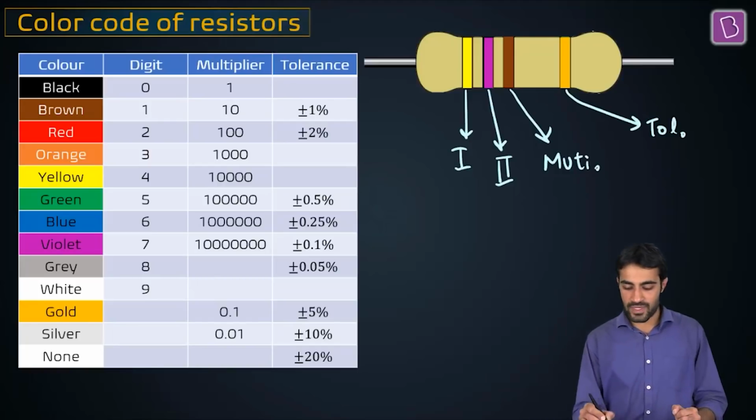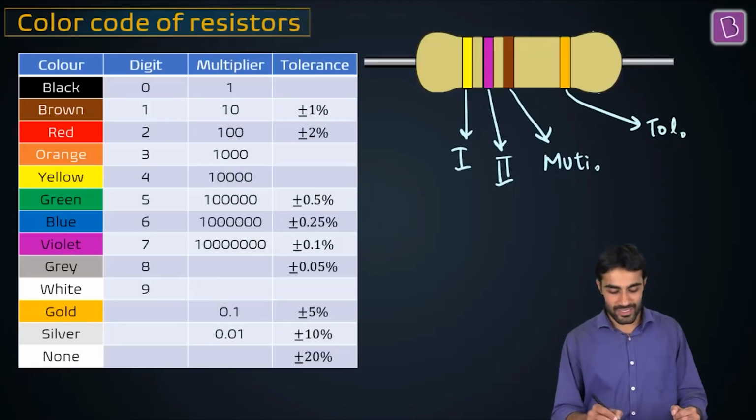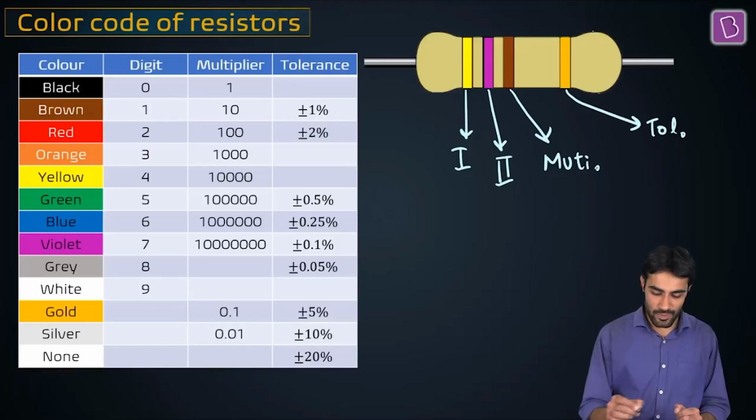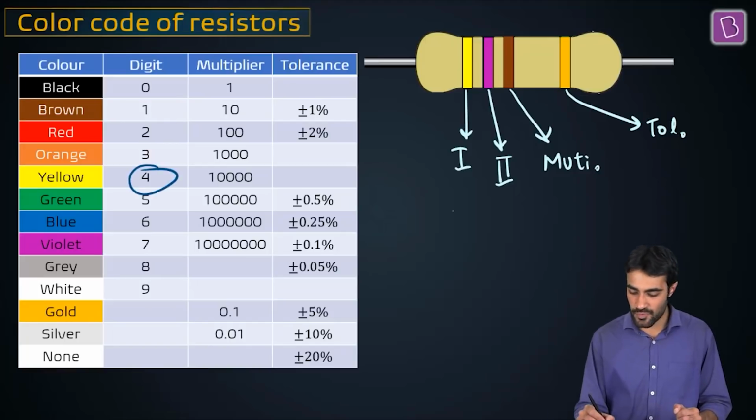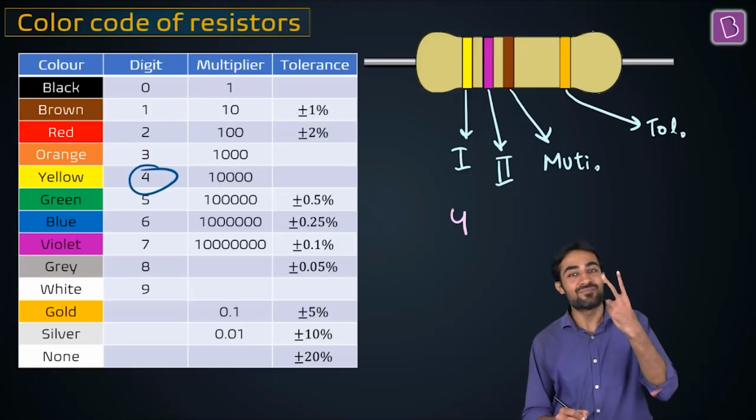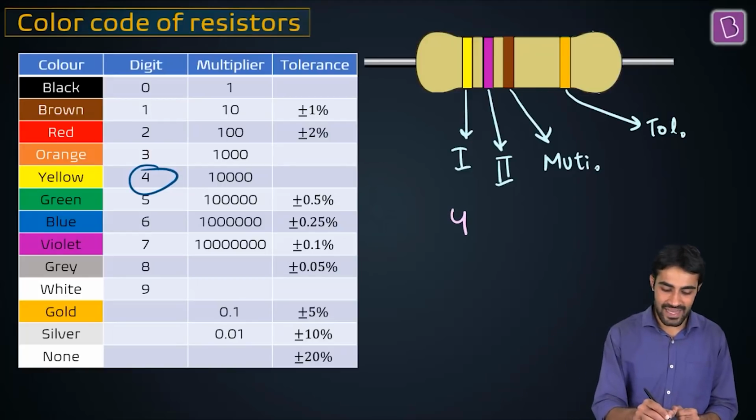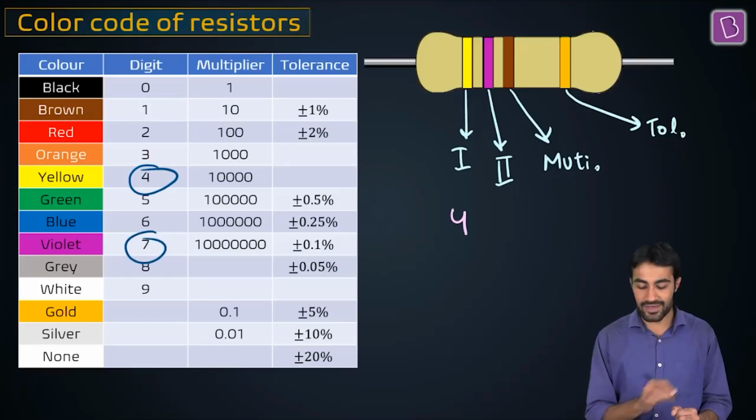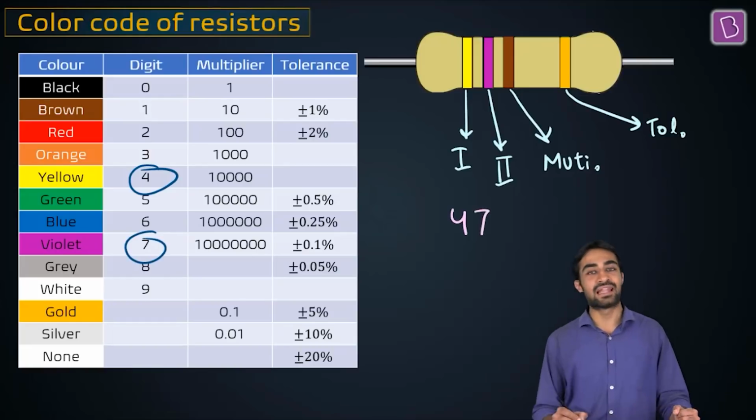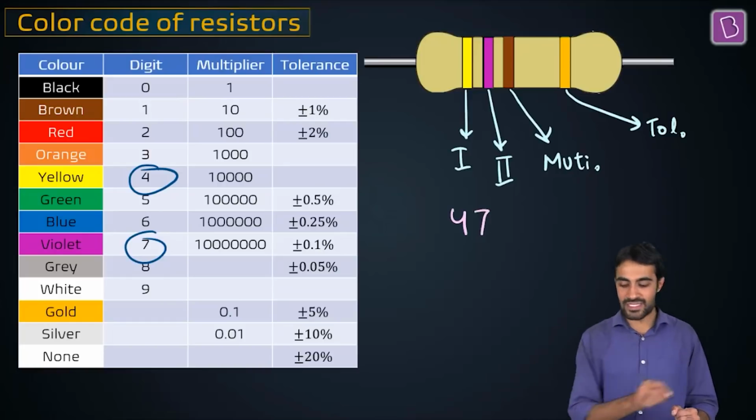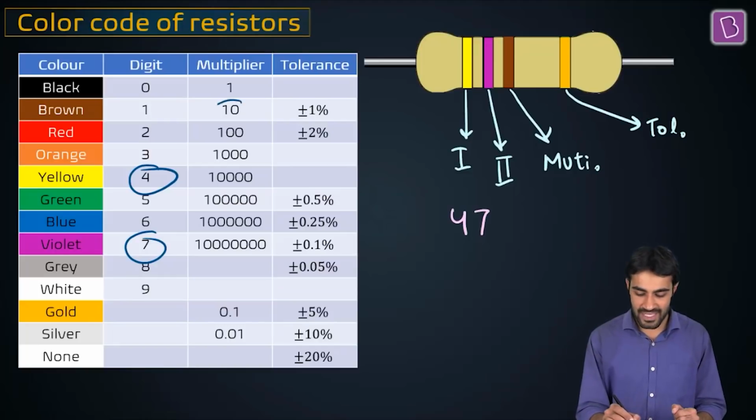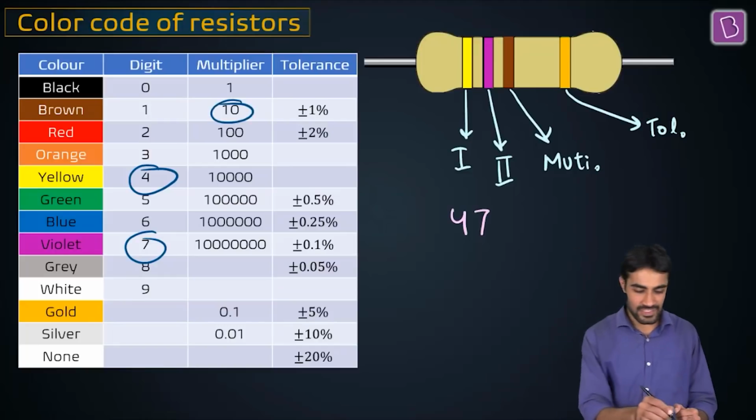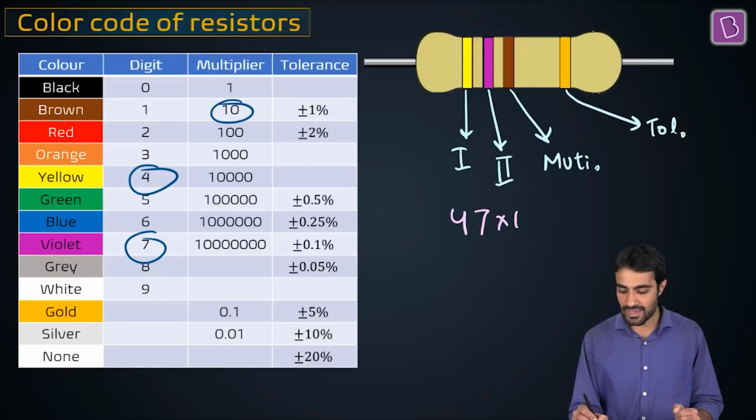Now, first band is yellow in color and we can see yellow color represents 4. Okay, so let us write 4 over here. Now the second band is violet in color. It represents 7. So let's write 7 over here. Then the multiplier. What is the multiplier? The band is brown in color. Brown represents a multiplier of 10. So let's multiply this thing by 10.